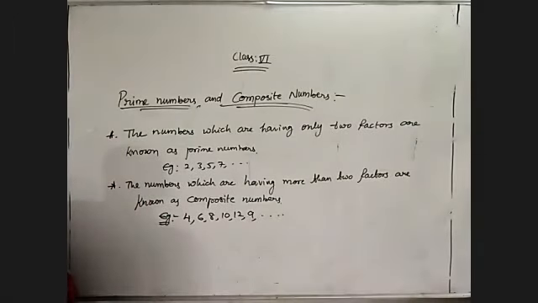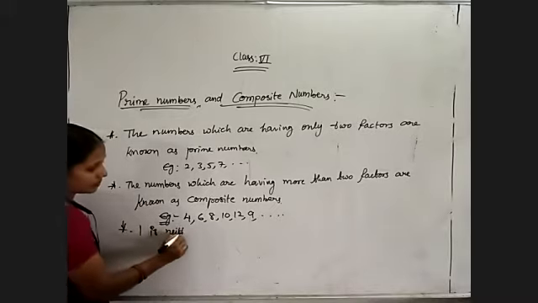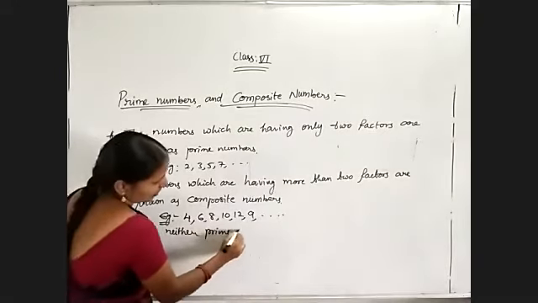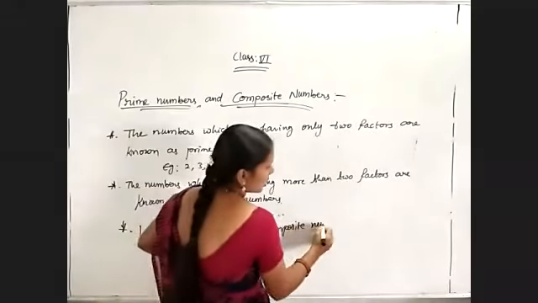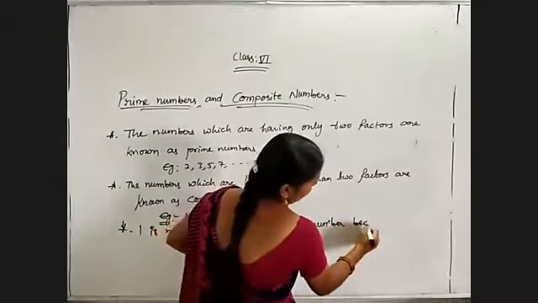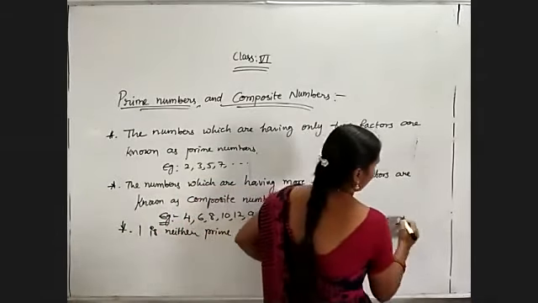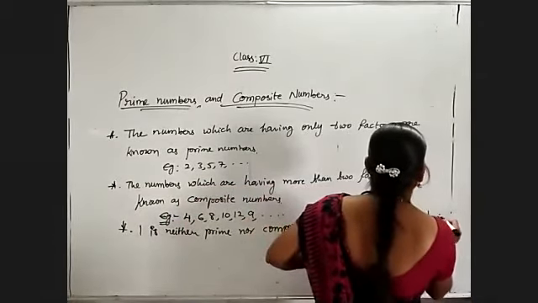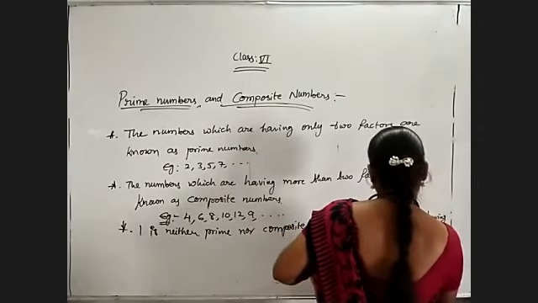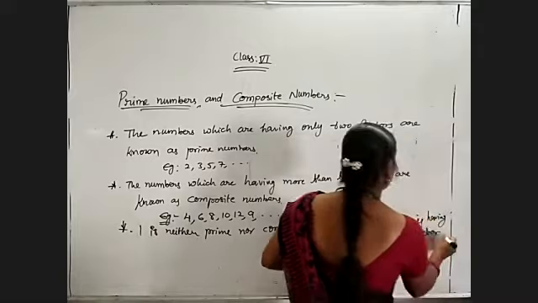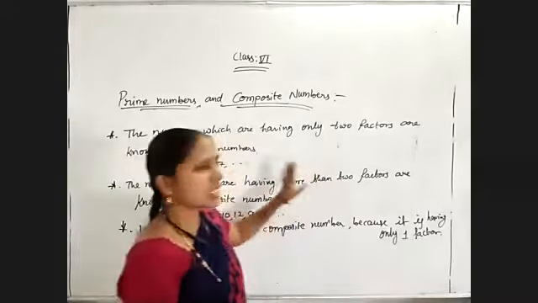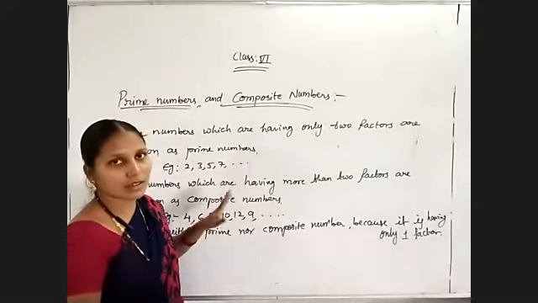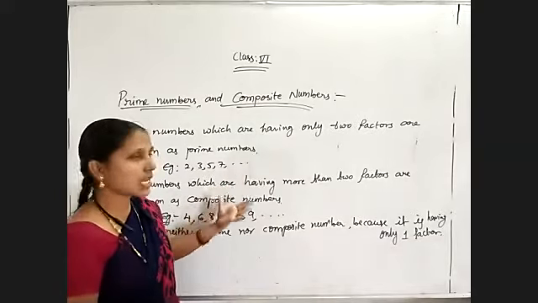Now coming to the next, one is neither a prime nor a composite number, because it is having only one factor. Because it is having only one factor, that's why it is neither prime nor composite. So this topic we did yesterday with examples also.